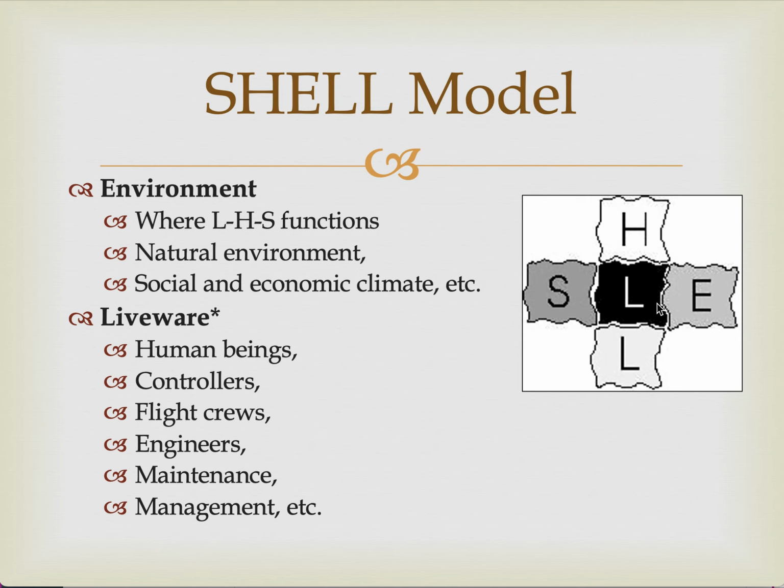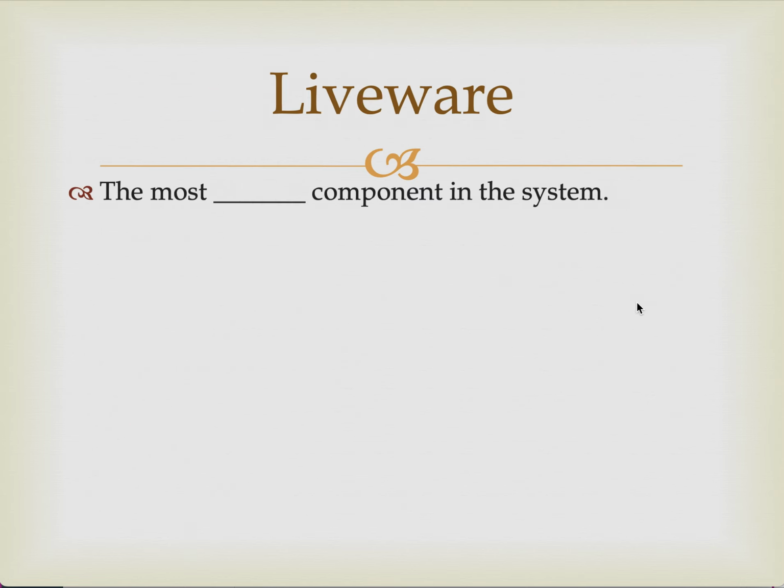The reason there's two L's here is because liveware, people, have to learn the software to operate the hardware in the environment, but then we have to deal with other people too. That's why it's laid out the way that it is. Now, the liveware is the most critical part of the system. Even drones don't fly without some kind of human input. Right up until Skynet becomes active, that's how it's going to be.